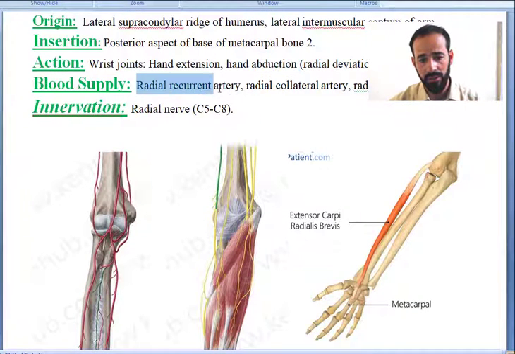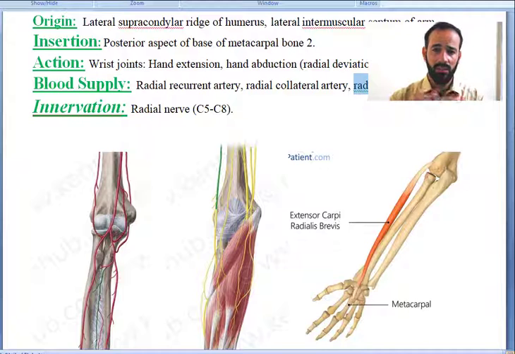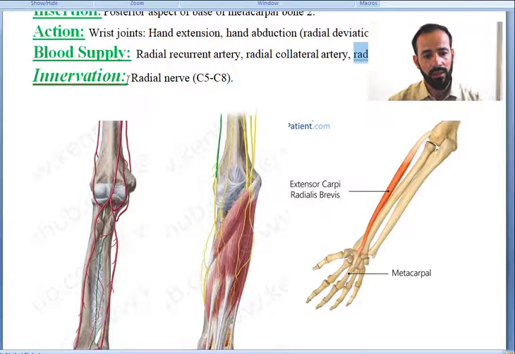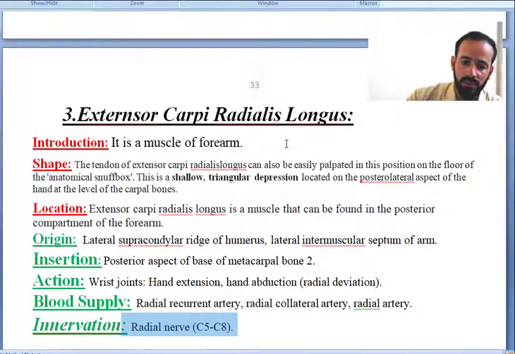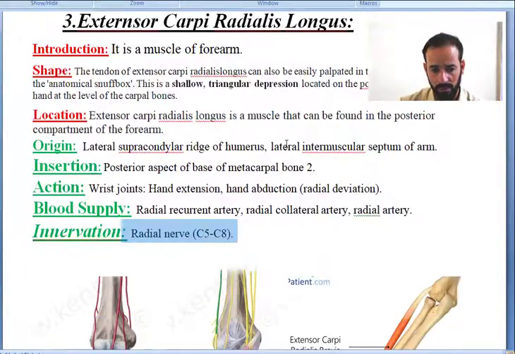It is supplied by the radial recurrent artery, radial collateral artery, and radial artery. All these arteries I have already discussed in the section on the cardiovascular system. You can watch those lectures. And what about innervation? It is innervated by the radial nerve, right? This was about the extensor carpi radialis longus muscle.